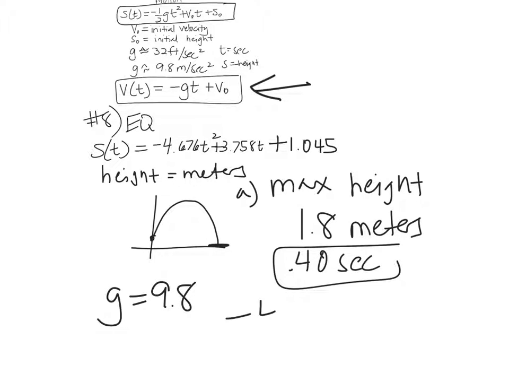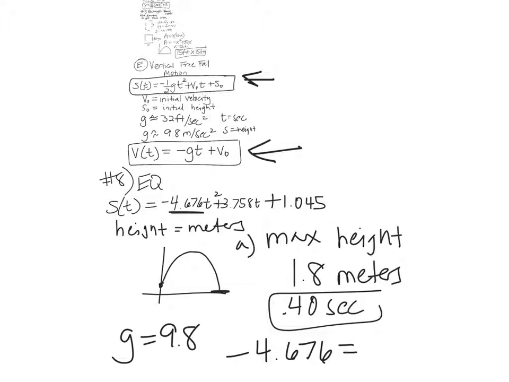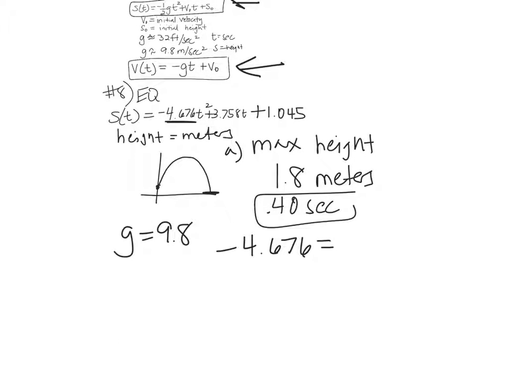Negative 4.676 is equal to this number in front of the t squared. If you look at your first equation I gave you, it is negative 1/2 g. Okay? So this is equal to negative 1/2 g. So we already know that, though. It's 9.8. You multiply that, you get about 9.8. Okay? So we could just put that right in. We don't even need that, huh?